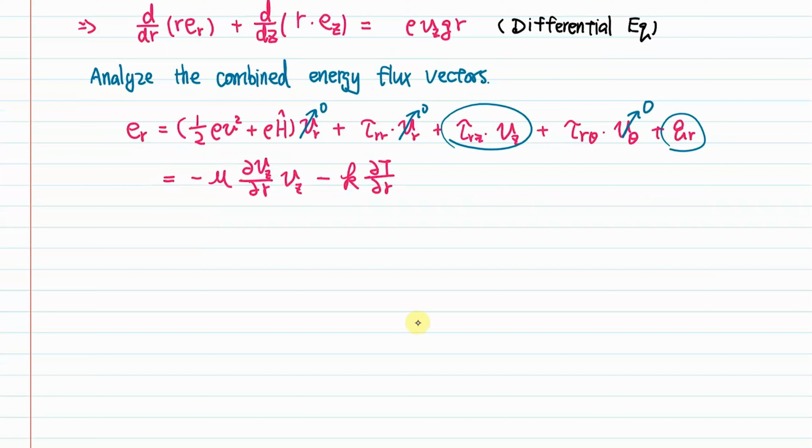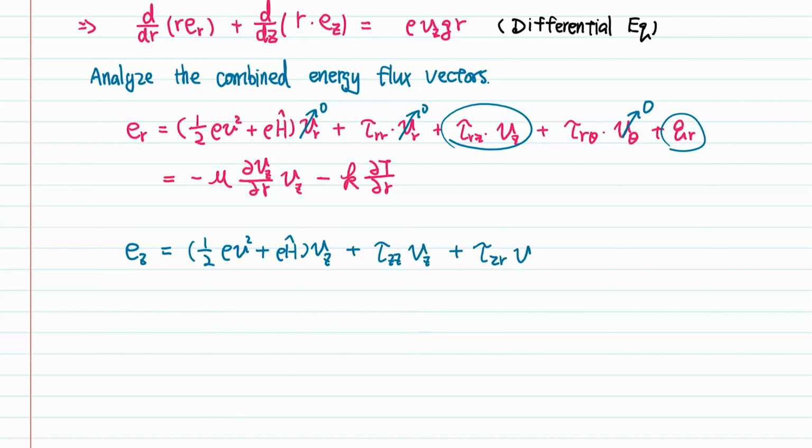And then let's look at the combined energy flux vector in the Z direction. Again, we can have 1 half rho V squared plus rho H times VZ plus tau ZZ VZ plus tau ZR VR plus tau.